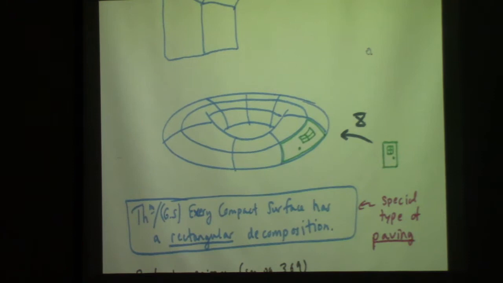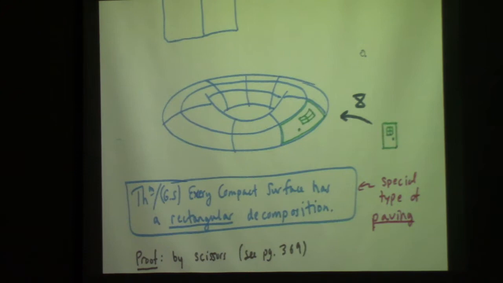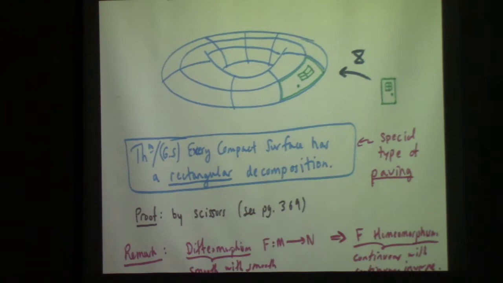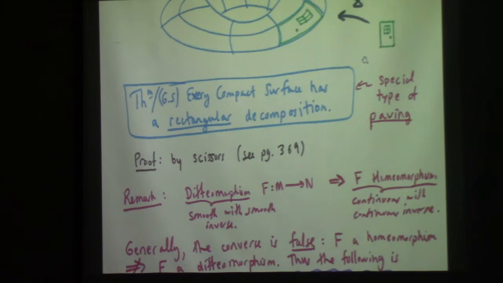Overanalyze the door. Anyway, here's the theorem. Every compact surface has a rectangular decomposition. The proof he gives in O'Neill is by scissors, page 369. Now, there's a difference between topology and differential geometry.